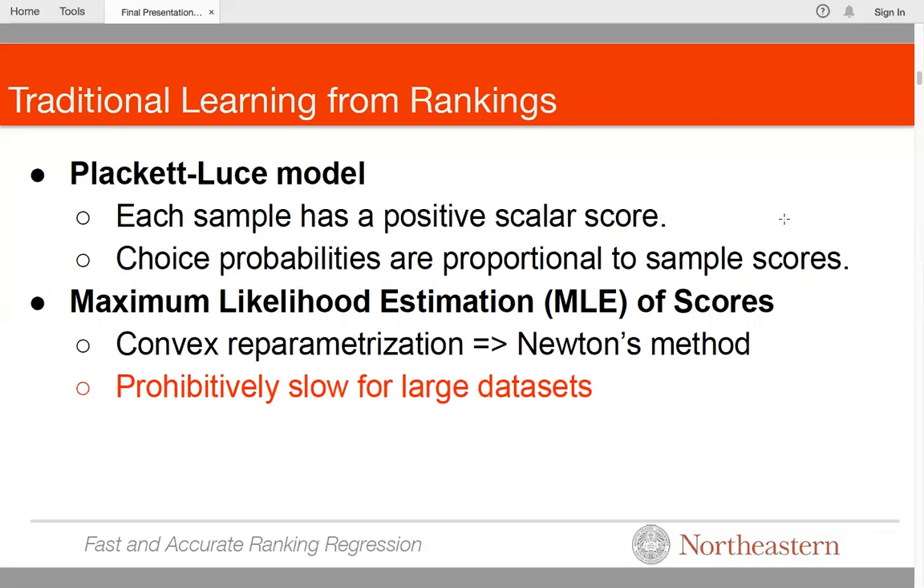Maximum likelihood estimation of these scores is traditionally done by parameterizing the resulting problem as a convex problem and solving it via, for example, Newton's method. When you have large data sets, though, this may be prohibitively slow.